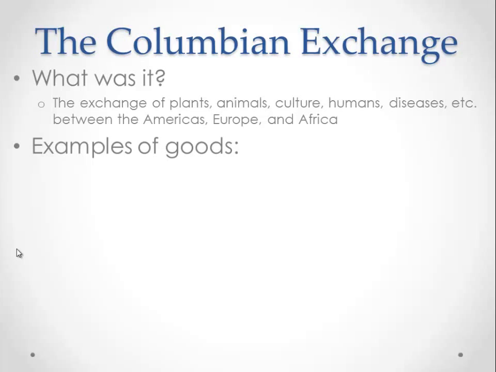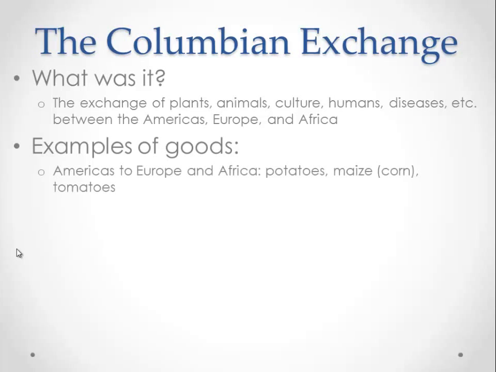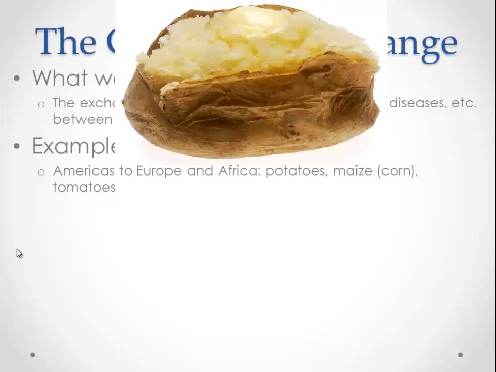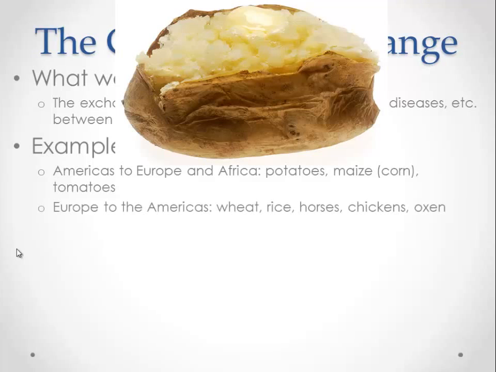So, what are some examples of goods that were a part of the Columbian Exchange? Well, going from Americas to Europe and Africa, we have potatoes, maize, which was a big part of Key Concept 1.1, and tomatoes. And oh, look at potatoes. I love potatoes, especially with butter. Throw some sour cream on that, some bacon and cheese. That's a meal right there.